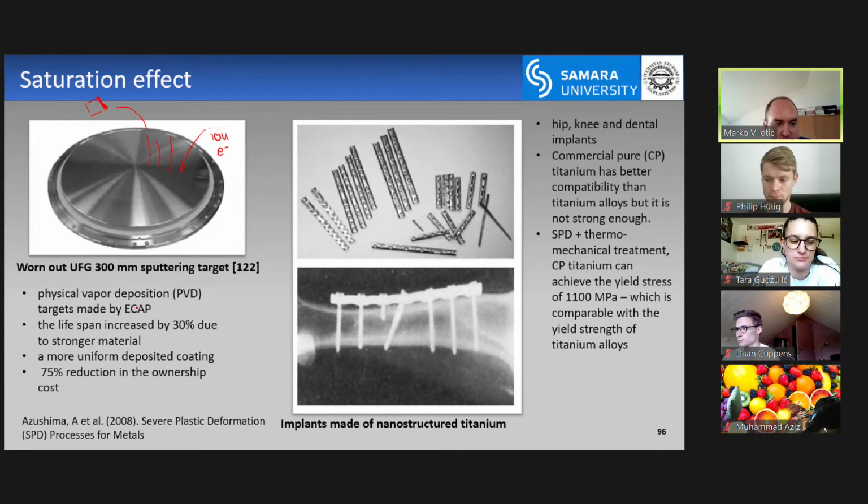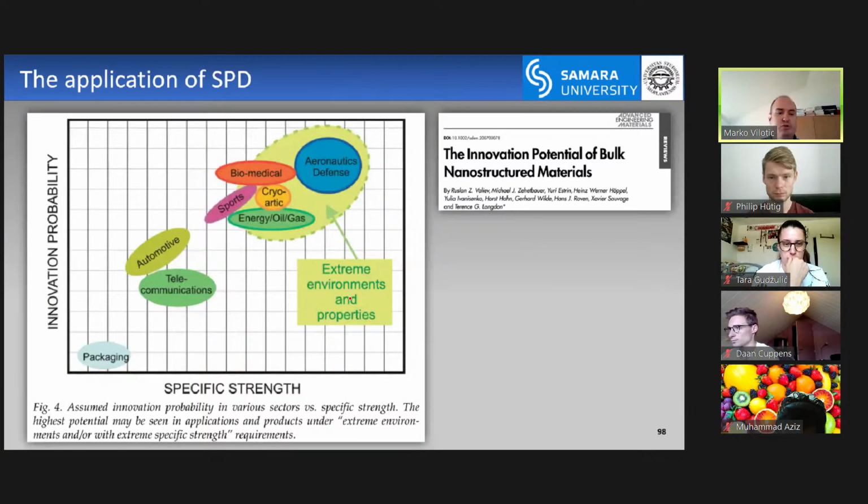So if you use processing by ECAP, if you use SPD, first, the lifespan is decreased 30%. You get more uniform deposit coating, and you get 75% reduction of the cost. The other thing is these are implants. It's being used. You will see later. I will just show. Okay, I can show it now.